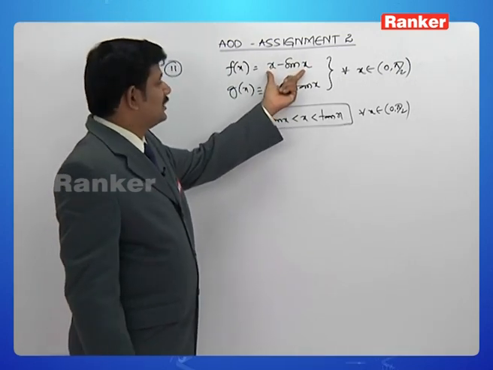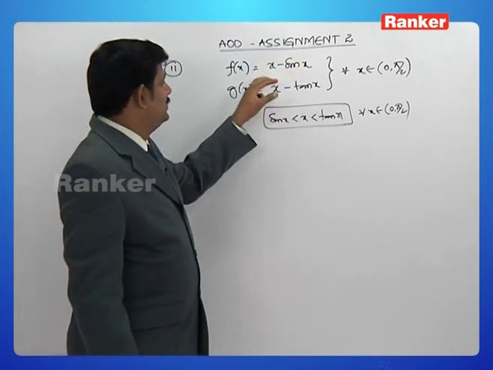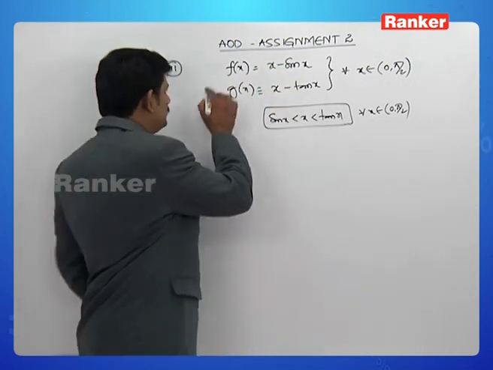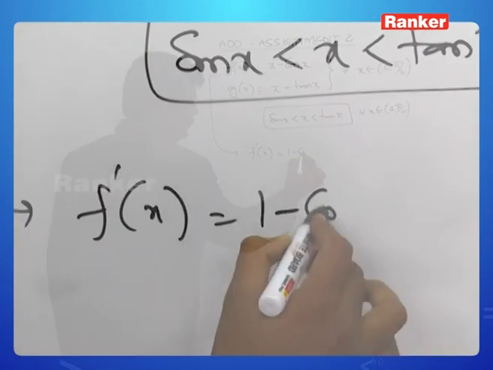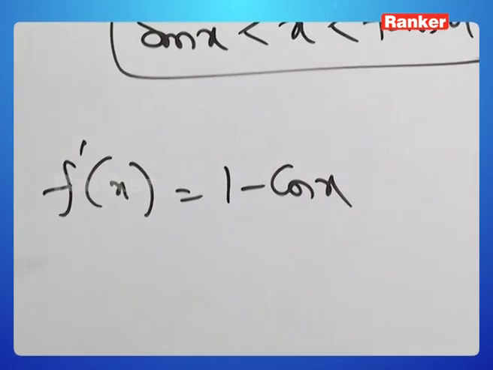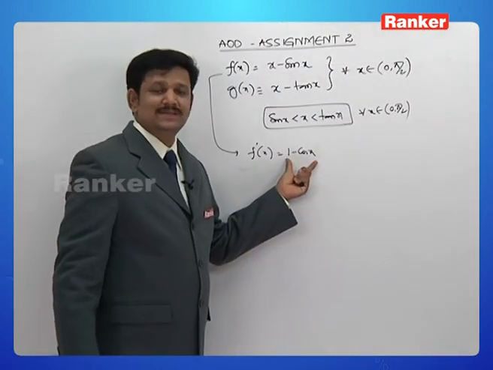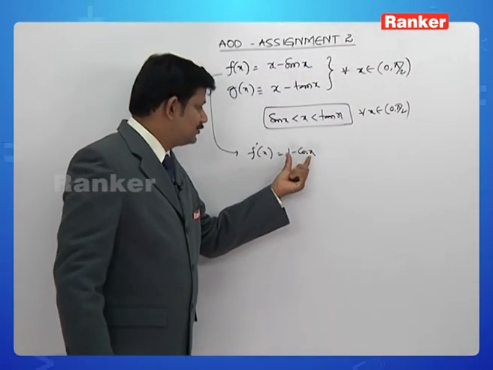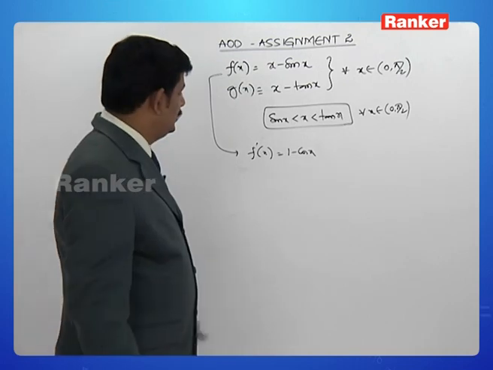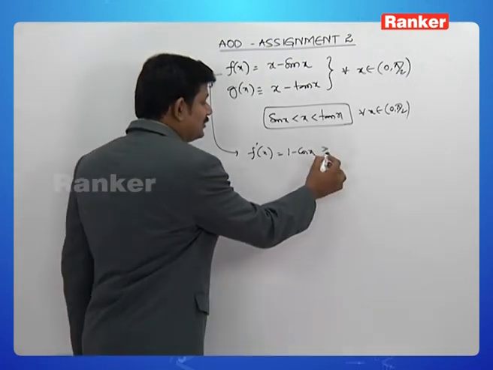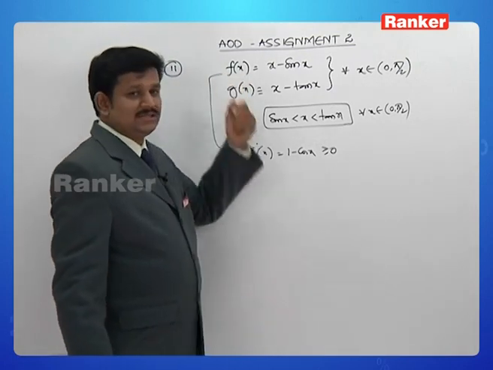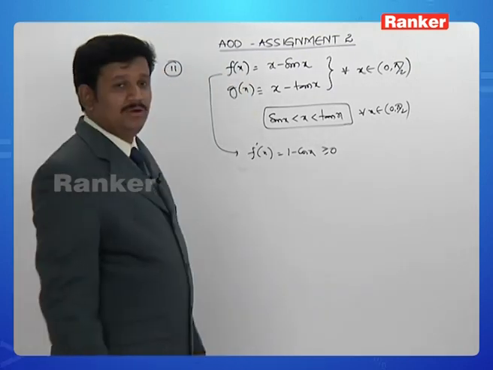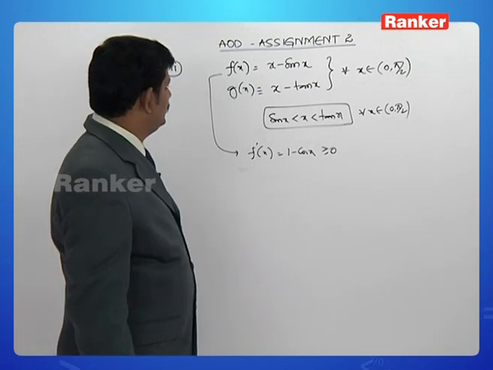F dash of x, this is a continuous differentiable function. F dash of x is 1 minus cos x. 1 minus cos x is always non-negative. It is 2 sin square x by 2, or cos x is always less than or equal to 1. So, 1 minus cos x will always be greater than or equal to 0. So, f of x is a strictly increasing function.